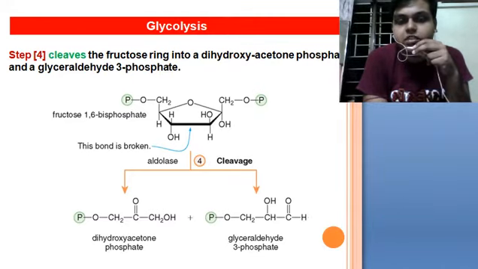Just because the dihydroxyacetone bears a phosphate moiety, that is why it is a phosphate, and glyceraldehyde carries the phosphate moiety in its 3 position, where hydrogen is replaced by the phosphate moiety, that is why it is termed as glyceraldehyde 3 phosphate.